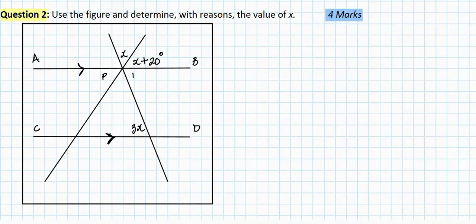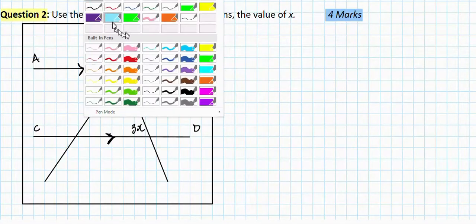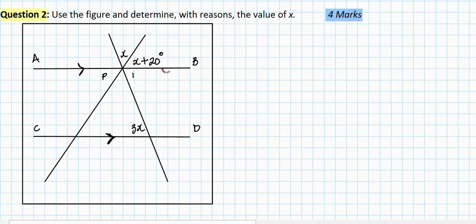Here's another diagram for 4 marks, which means this one should be a walk in the park. It says use the figure and determine with reasons the value of x. So on this diagram, first you must be able to analyze your diagram, guys. Don't be afraid to take your time to analyze the diagram, because once you understand the diagram, it won't take you too long to get to the answer.